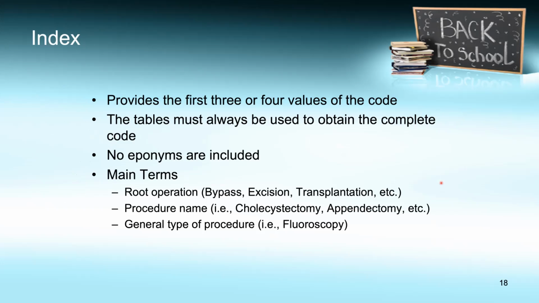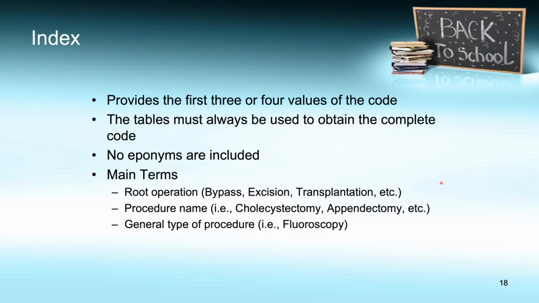So let's talk about the index. The index is always going to give you at a minimum the first 3 characters of your code, because it's those first 3 characters that you need in order to get to the appropriate table. Sometimes they will give you more than 3. It could be 4, 5, 6, or even 7 characters. But you always have to go to the table to obtain your complete code and to verify it.